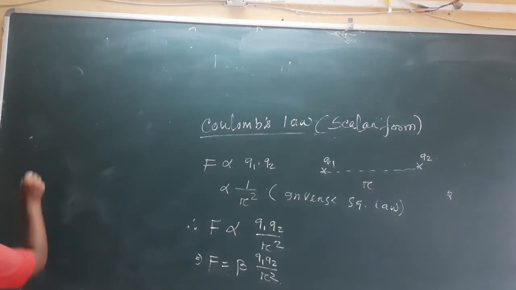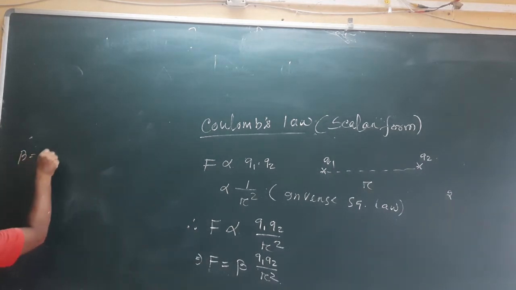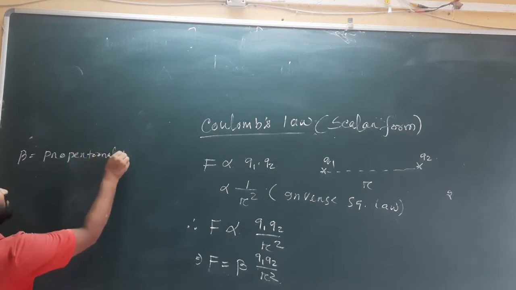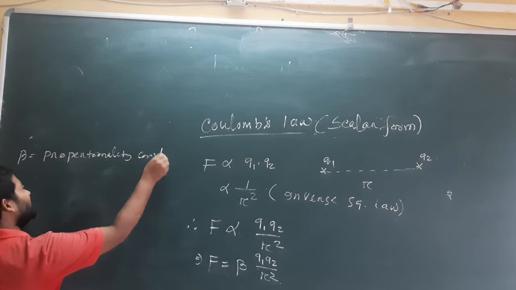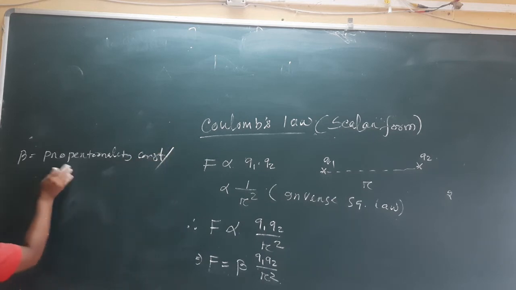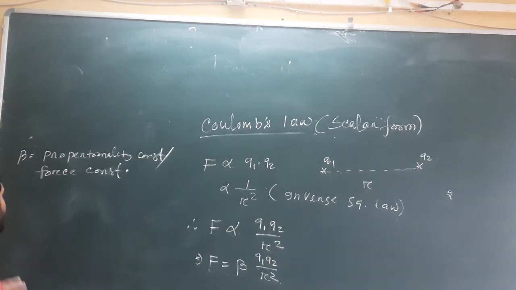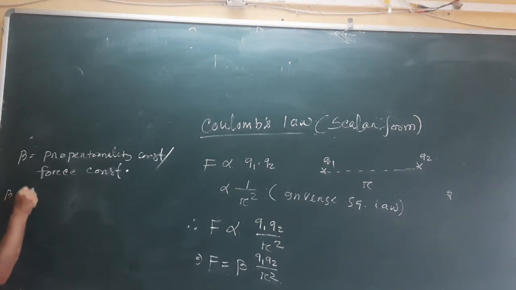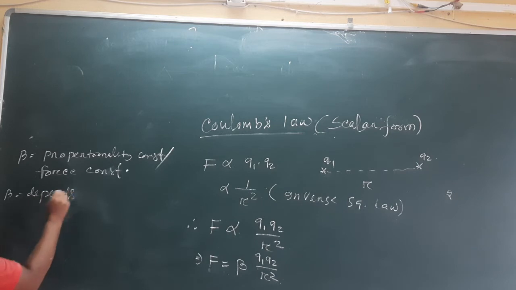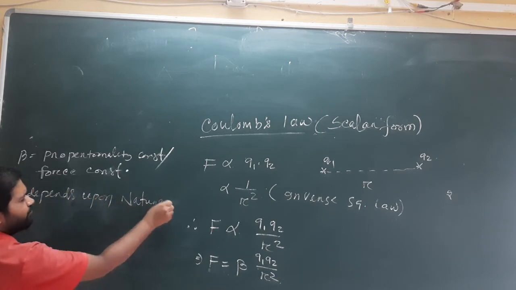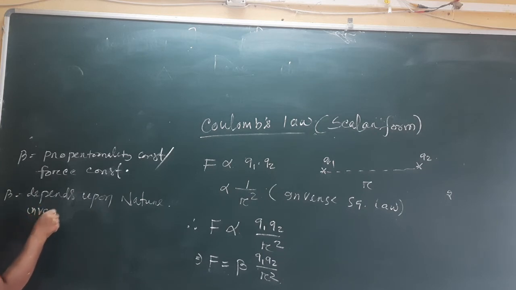So what is beta? Beta is the proportionality constant, or force constant, but beta depends upon the nature of the intervening medium.